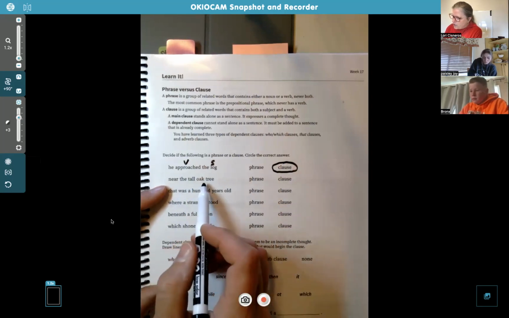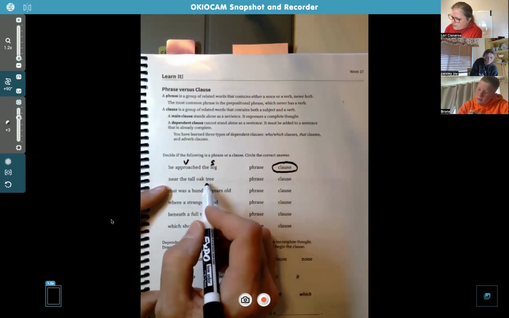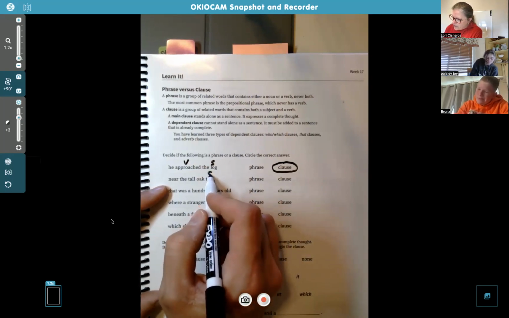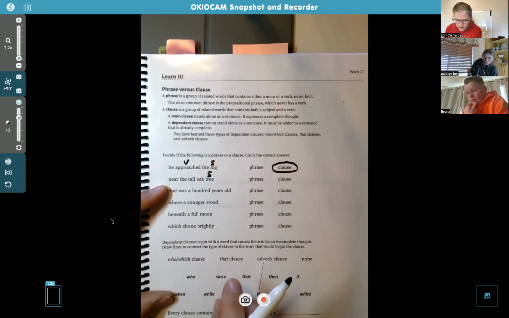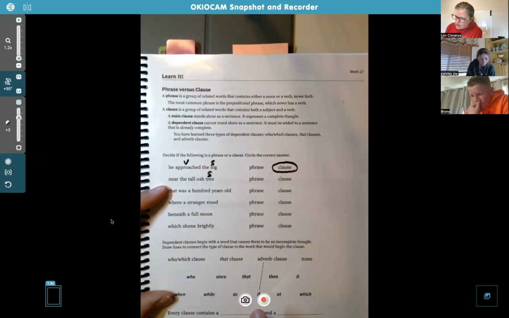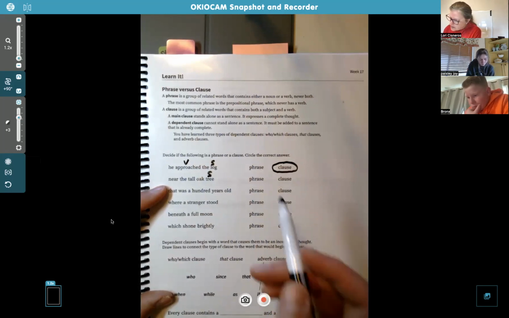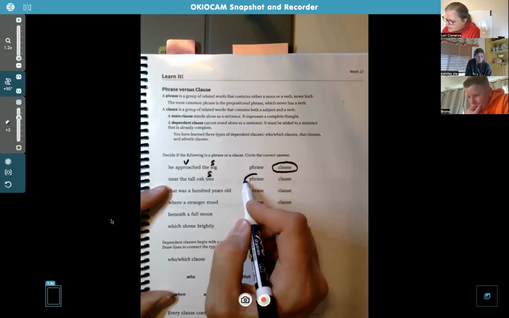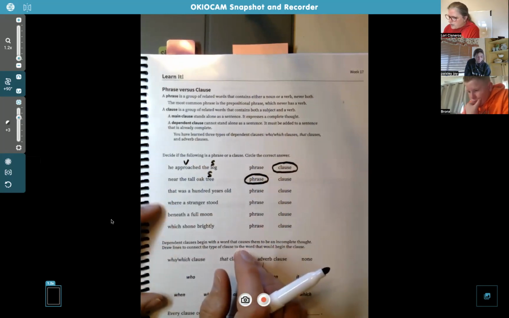Near the tall oak tree, well, we have tree as the noun or the subject. And near is not a verb, actually. So that would actually be a preposition, right? That would be a prepositional phrase. So this one is a phrase. All right, now you guys are going to help me with the last four here.